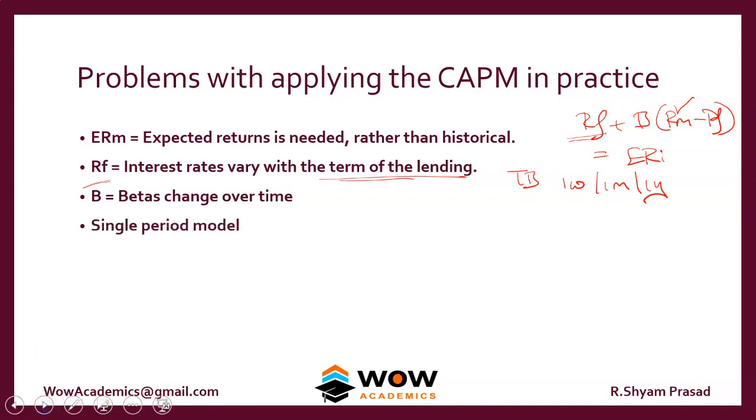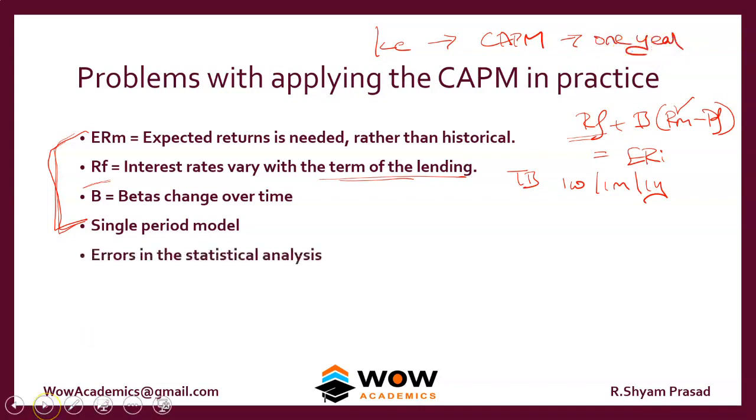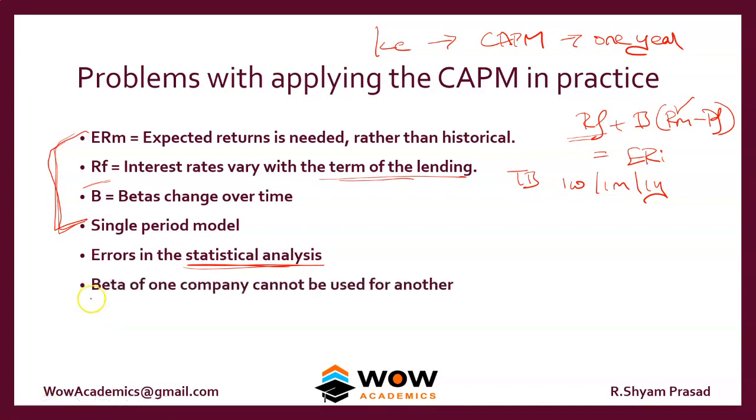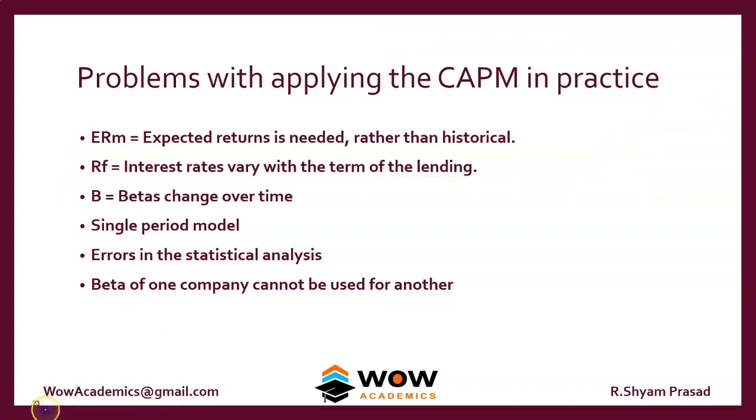It is a single period model because all these are in a particular year only. They can be a little bit constant, but beyond a year they will become different numbers. So the KE that you find with CAPM is valid for only 1 year. Next year you have to recalculate it and the answer will be different. There are errors in statistics because the entire model is based upon statistics. Beta of one company cannot be used for another company. You can't take Bajaj Auto's beta and apply it to Hero Honda. Even though they are two-wheeler companies, you can't do that.